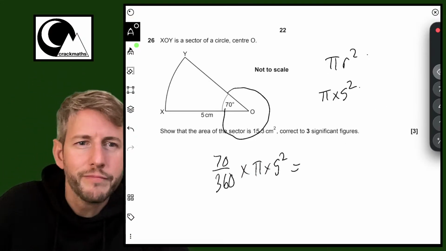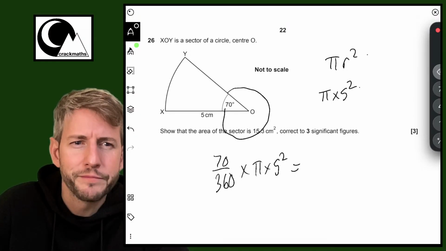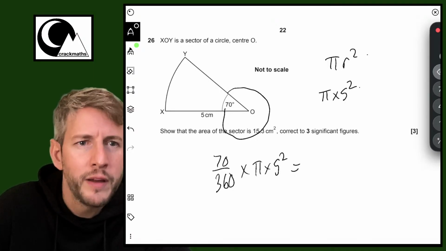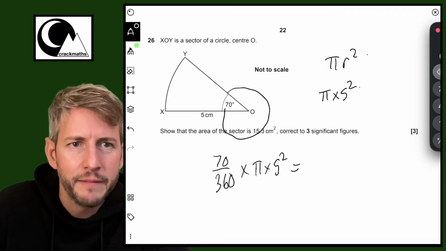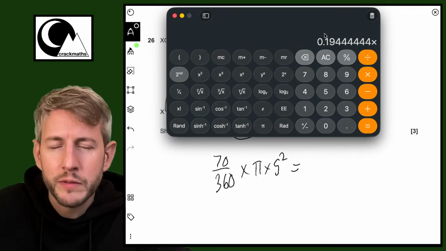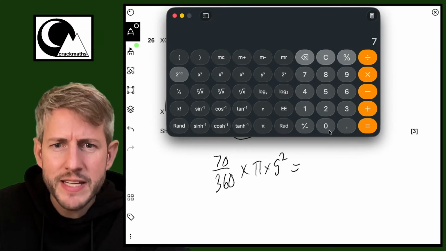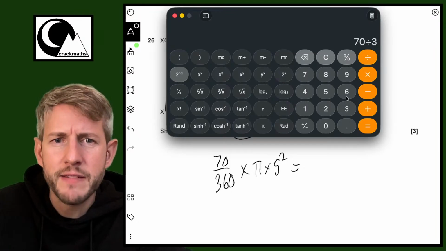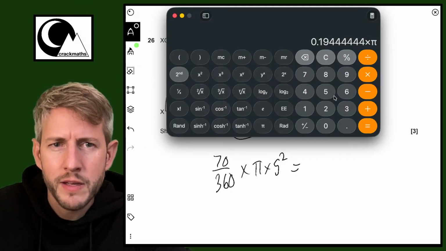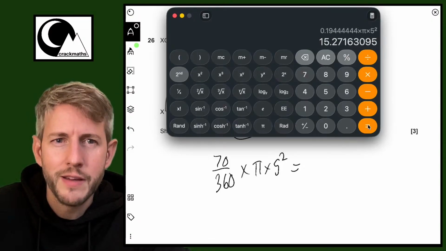Okay, so here we go. We've got 70 divided by 360 equals this, and then multiply this by, I need to switch to scientific here in order to get the thing. So one second, I just did all of that off screen. So we've got 70 divided by 360 equals this, and then we multiply this by pi times 5 squared. Okay, there we go.